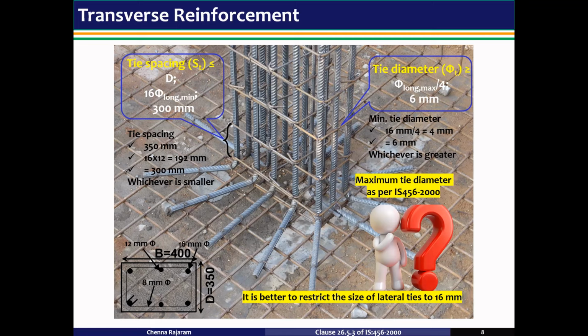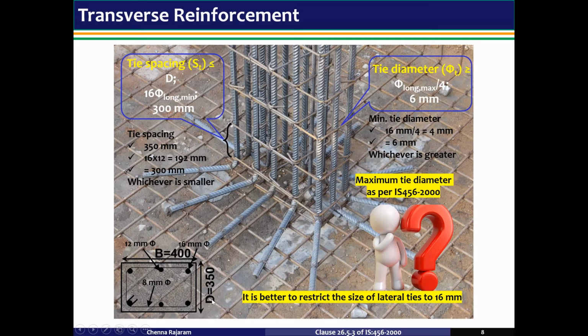The cross section of the column considered is as follows: the width of the column is 400 mm, and the breadth of the column is 350 mm. The reinforcement details are given in the cross section. Here, 12 diameter and 16 diameter bars are used, and 8 diameter is used as a lateral tie. Now, to calculate the tie spacing, we consider the least lateral dimension of the column.